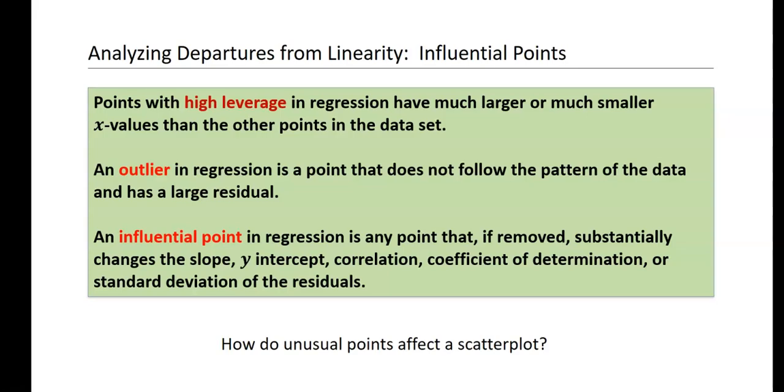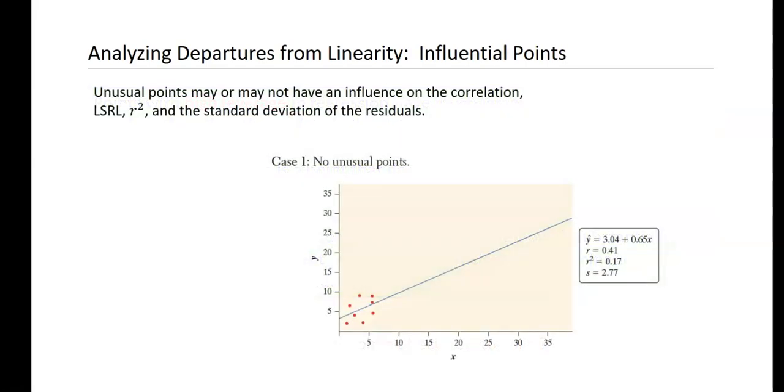How do unusual points affect a scatter plot? Oh man, so much. Okay, so case one, no unusual points. So this is just 8 points. They're kind of positive, weak or moderately weak. The relationship, R is 0.41. So, positive, moderately weak relationship. Okay, so we're going to add 1 point to these 8 points. All those points are staying the same though. So those points are not changing.